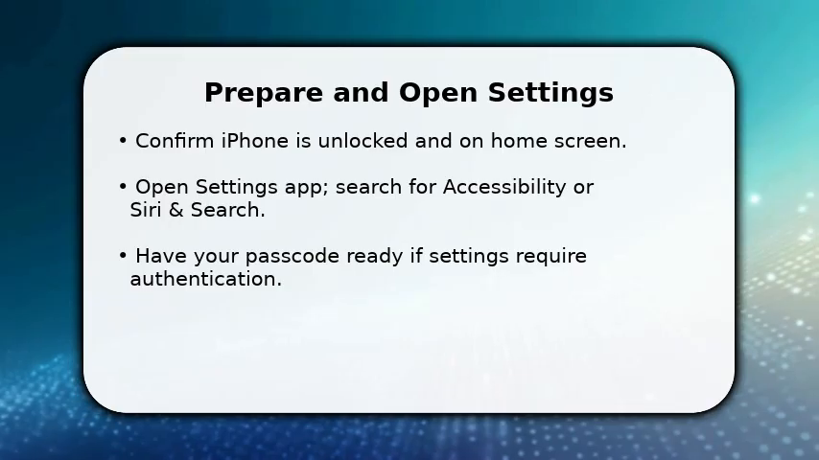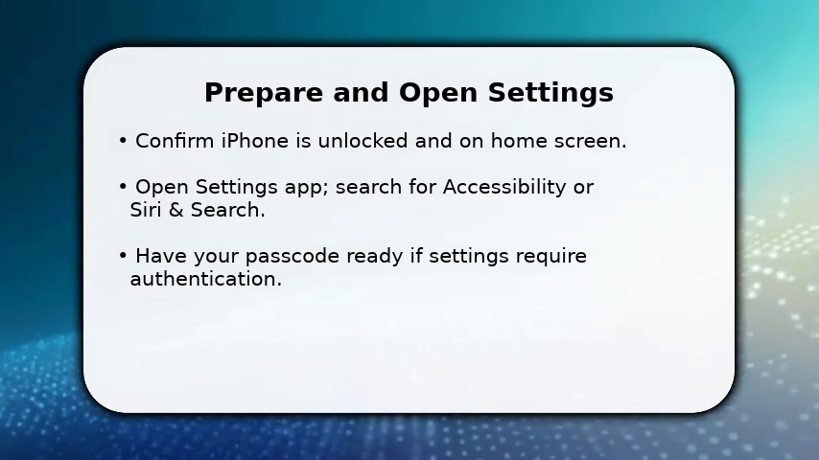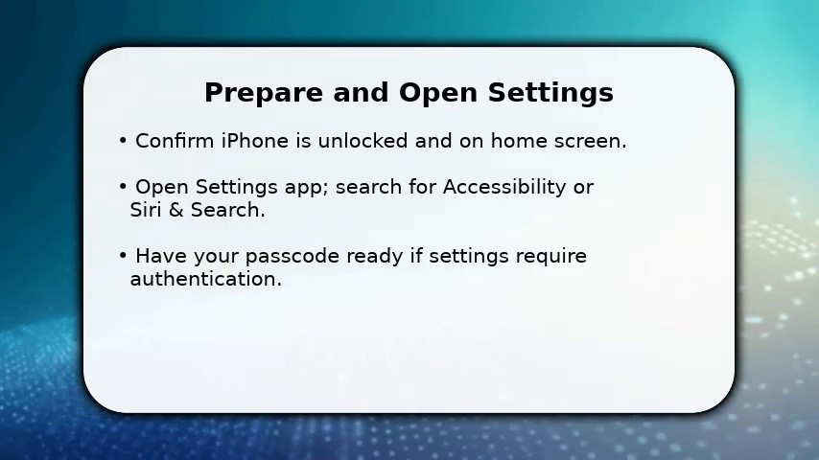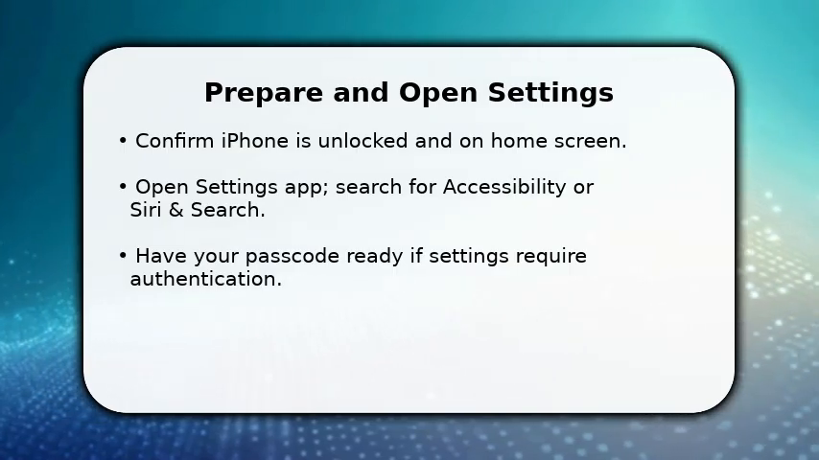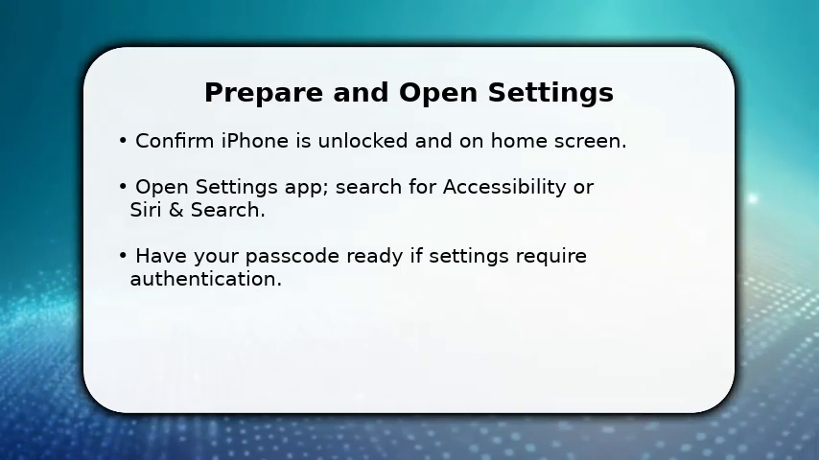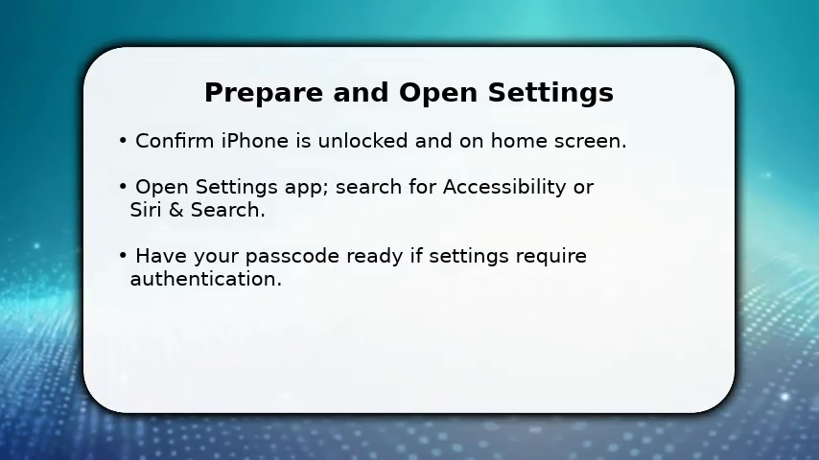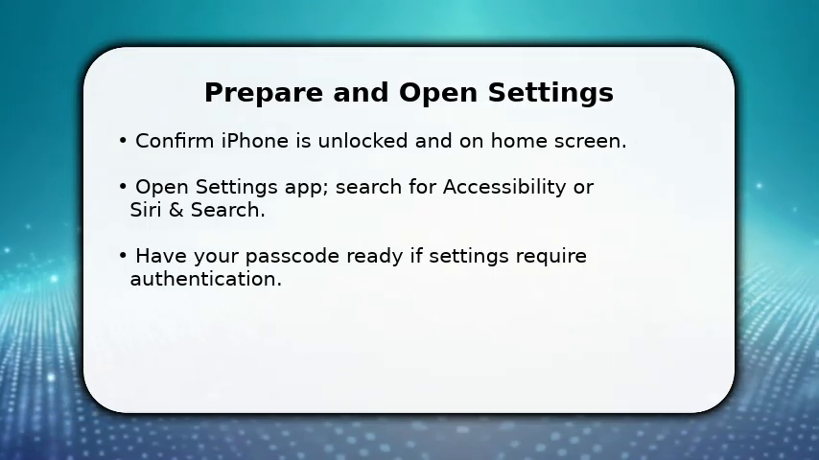You start by making sure your iPhone is unlocked and ready. This avoids interruptions. Open Settings and type Accessibility in the search bar, or tap Siri and search if accessibility isn't visible. Why accessibility? Because voice control is nested there. Siri settings are separate. Once done, locate voice control in the list. Don't tap other voice options. Make sure you have your passcode nearby, since you may need to authenticate to change some controls.